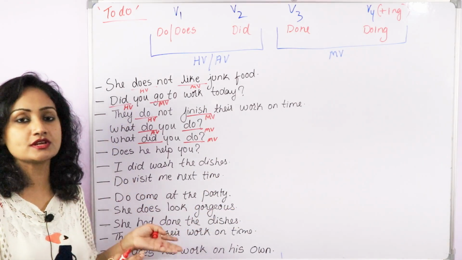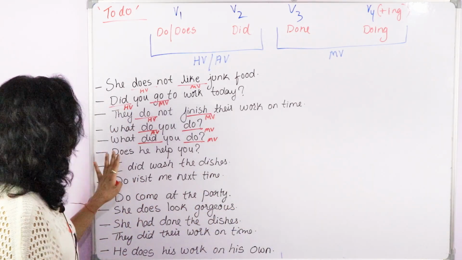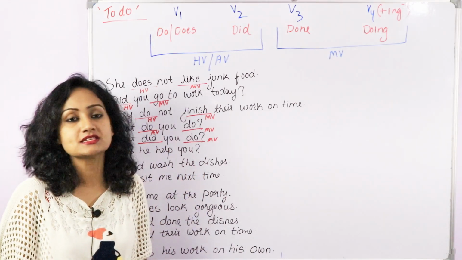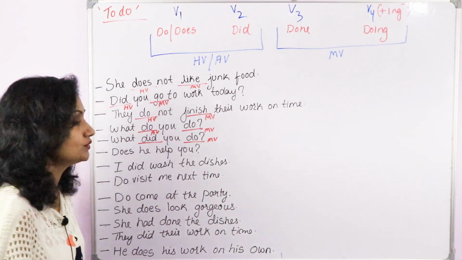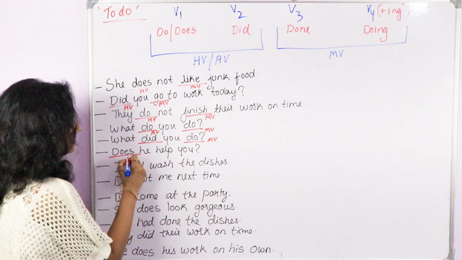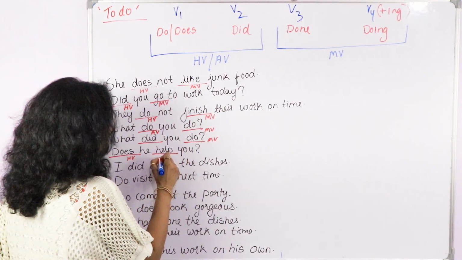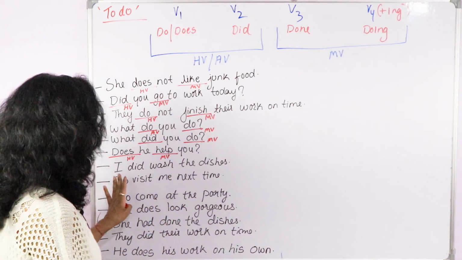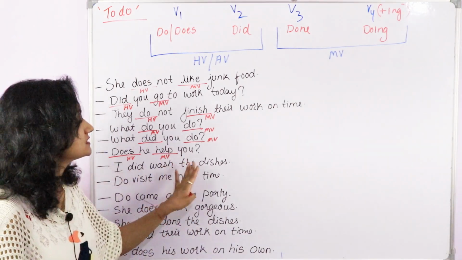Okay, so sometimes you can use this way. Does he help you? So it's a question in simple present tense. Does he help you? So this is a helping verb and help is the main verb. Does he help you?